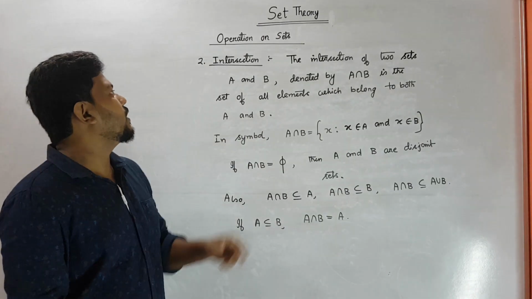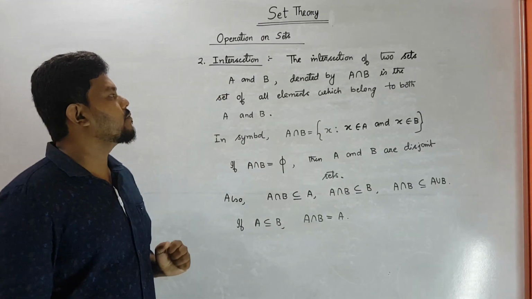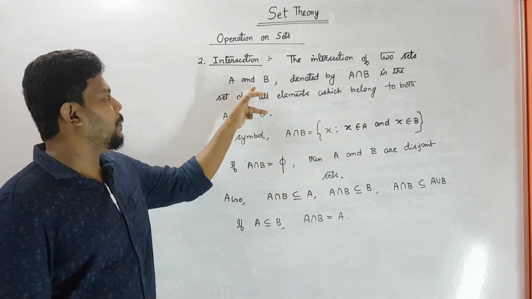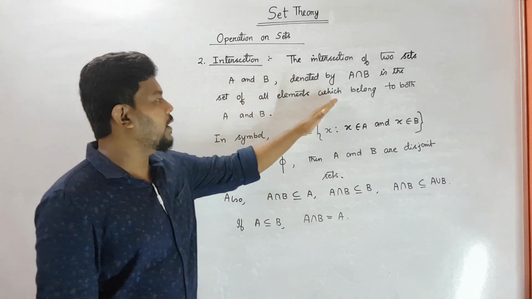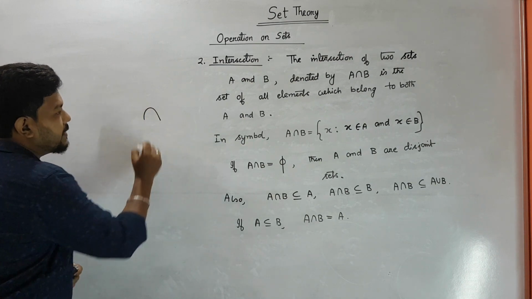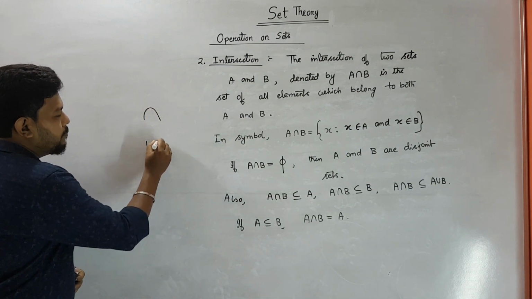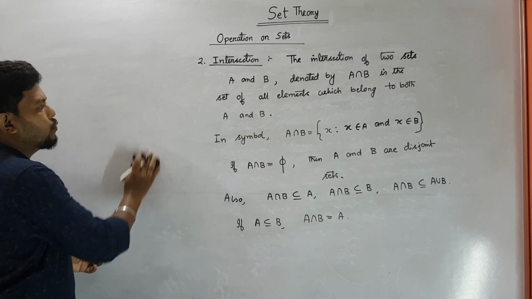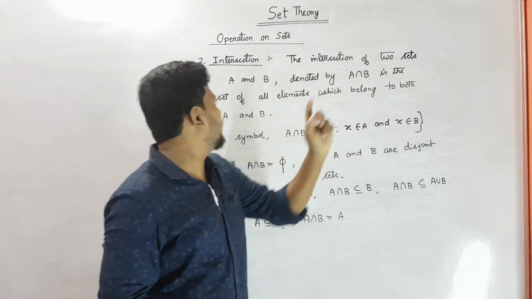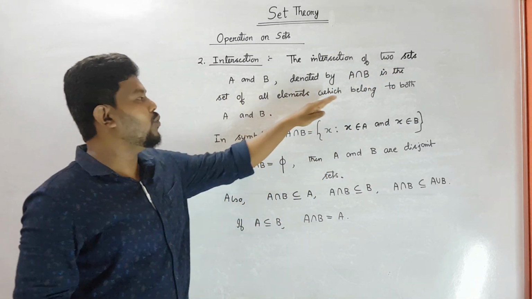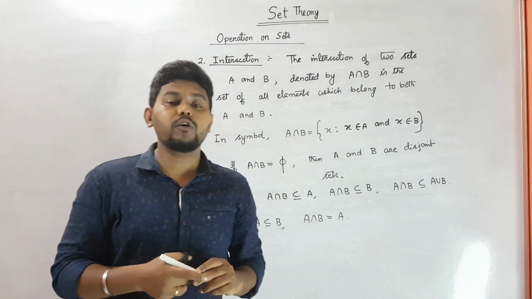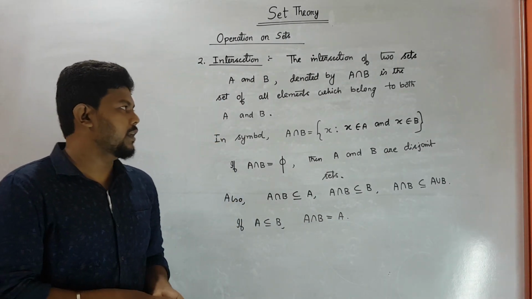Operation of sets number 2, intersection. The intersection of two sets, capital A and capital B, is denoted by A intersection B. Remember, this symbol represents intersection and this represents union. A intersection B is the set of all elements which belong to both A and B, that is, the common elements of capital A and capital B.